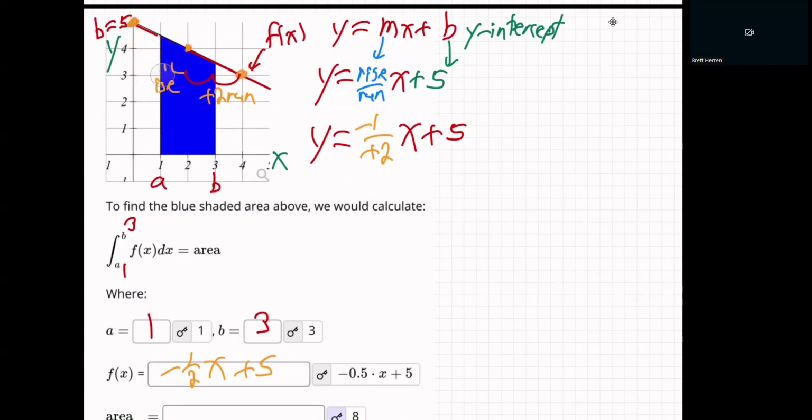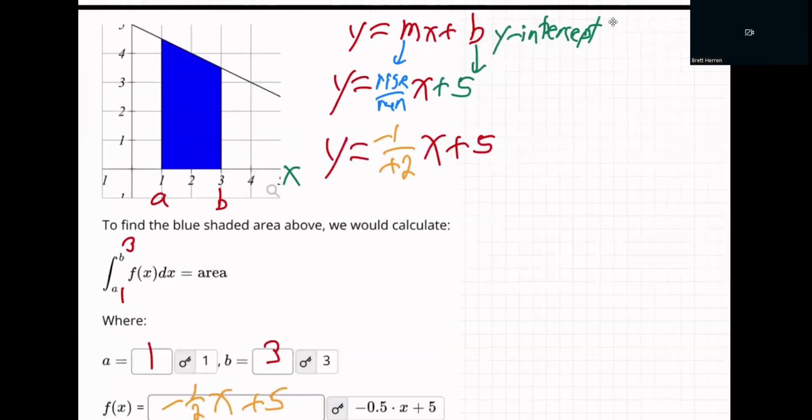Okay, last thing is we have to find the area. Now, that's not easy. So let me just get rid of all this. We want to find the area of that blue region. That's pretty challenging, actually. So I'm going to make this a little bigger.